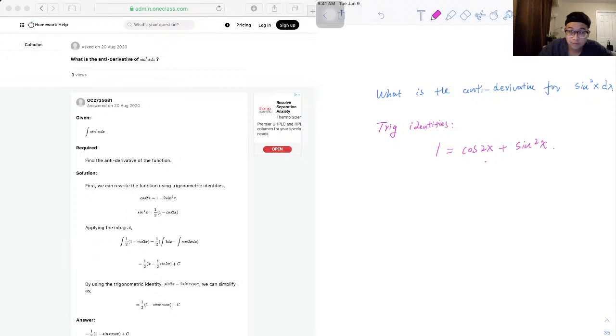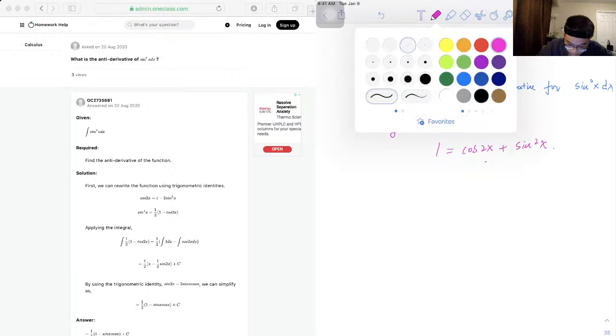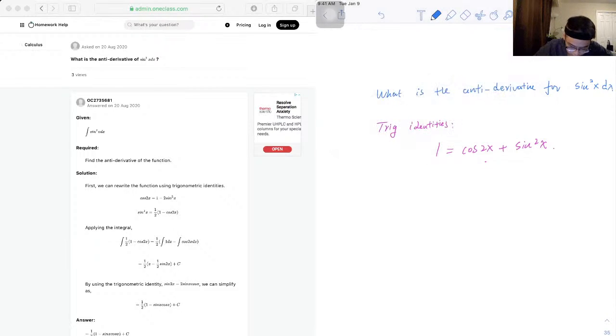So we have our sine squared x is equal to, well, I think my iPad is just running out of battery.